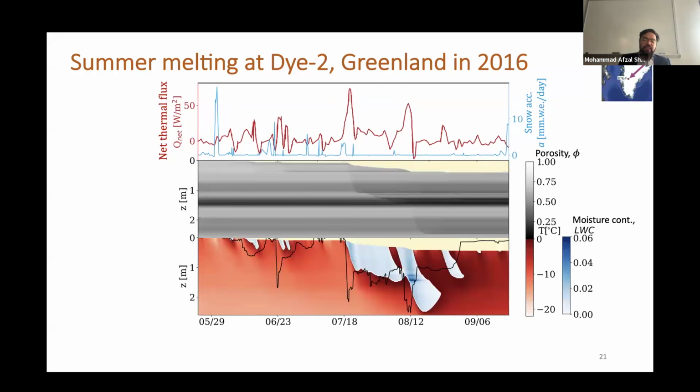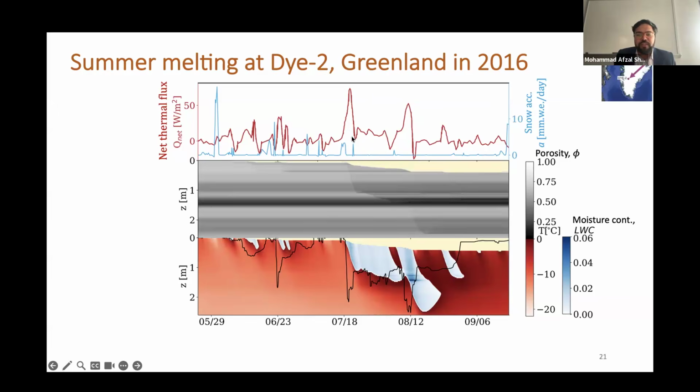Now, here is the modeled porosity, moisture content, and temperature. If you look at the porosity, you can see that there is a change in porosity as the wetting front moves down. The moisture content is really how the liquid water is infiltrating into this firn. And we know that the temperature there is going to be 0 degrees Celsius, so we just collapse 2 plots.